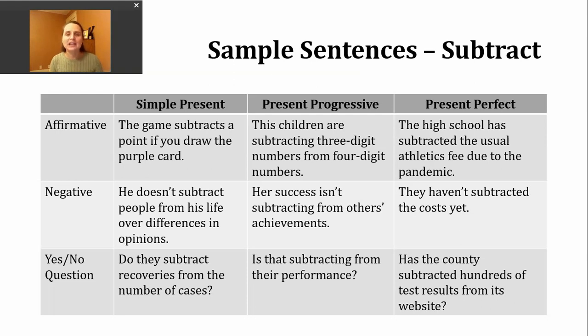These children are subtracting 3-digit numbers from 4-digit numbers. Okay? So what the children are doing right now. If I want to make a negative present progressive sentence, I'm going to insert not after my be verb. Here's an example of that. Her success isn't subtracting from others' achievements.